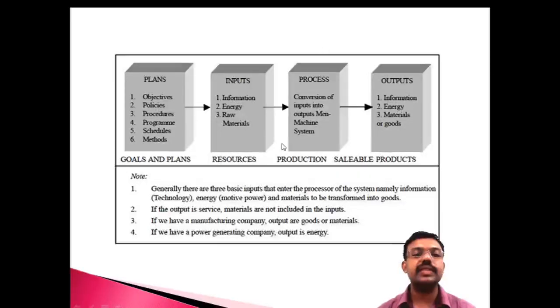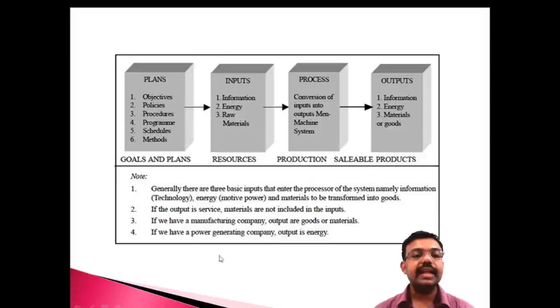Production means process, converting your inputs into the output. The term is known as the process. Converting the inputs through the men, material, machine, money. So that is the processing stage, converting the inputs to the output. And after that the output, that means the saleable product. That means information, energy, materials, and goods as final products. These are the saleable products, the final output.